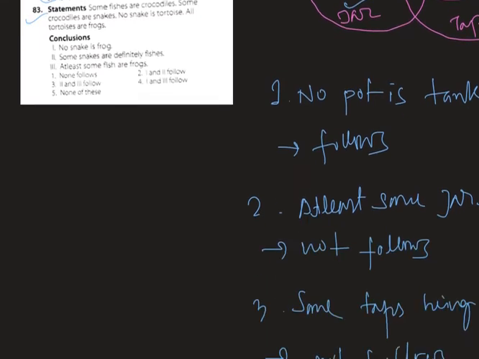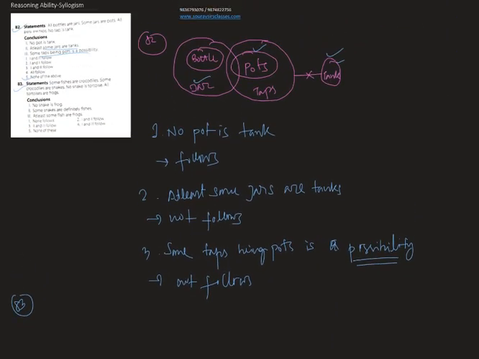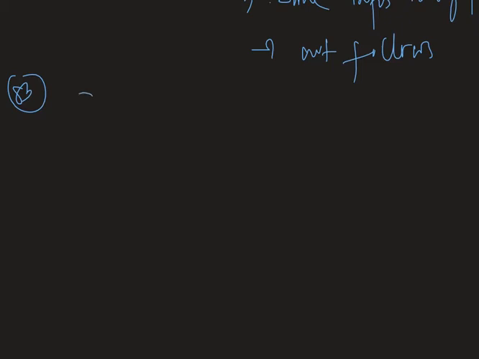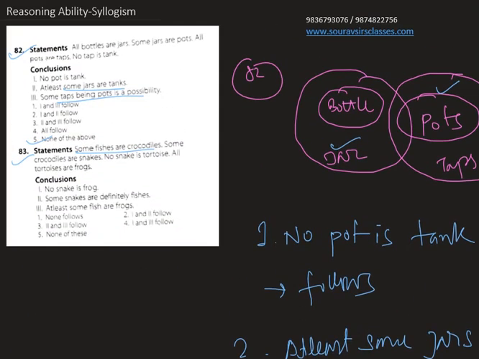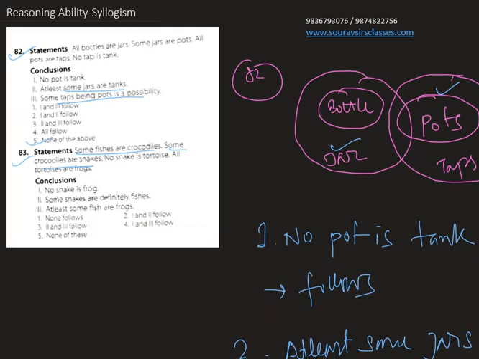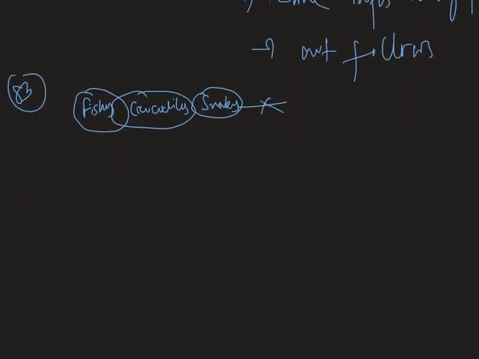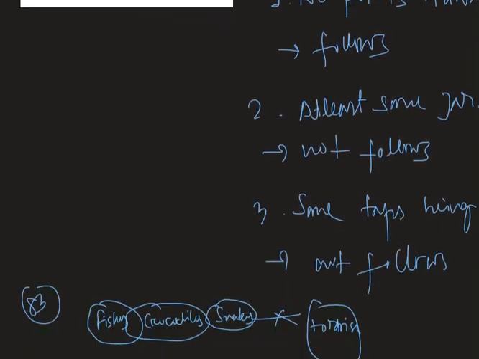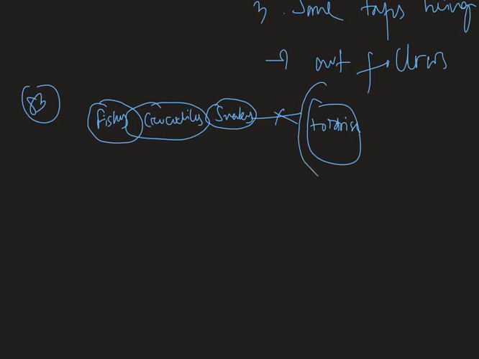Now let's see the next question. In this question we are given that some fishes are crocodiles. Some crocodiles are snakes. No snake is tortoise. And lastly, all tortoises are frogs. Okay, so this is the required diagram for these given statements.